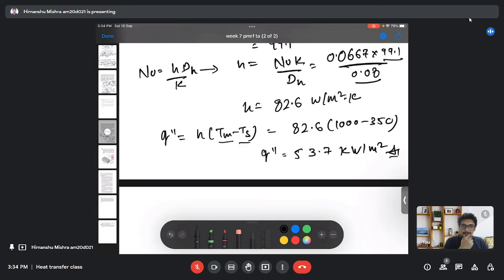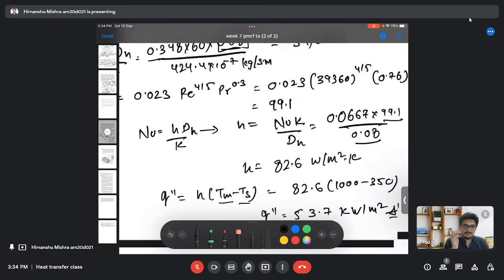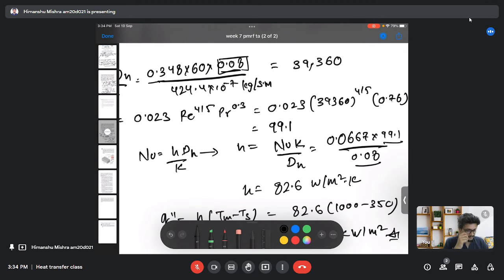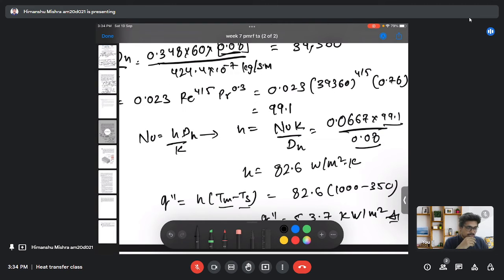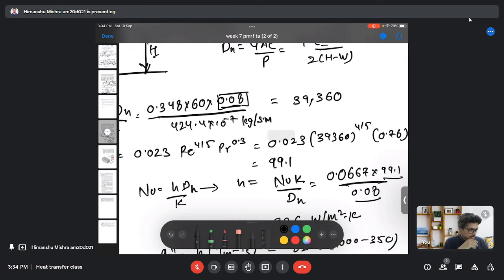So we get the heat flux for case A, where there is a flow in the channel. We first found the hydraulic diameter and the Reynolds number to identify whether the flow is in the laminar or turbulent regime. Then we identified the Nusselt number correlation for the turbulent flow and we found the heat transfer coefficient. And once we got the heat transfer coefficient, it is easy to find the heat flux. So let's move to case B.